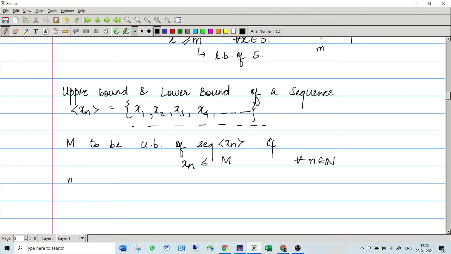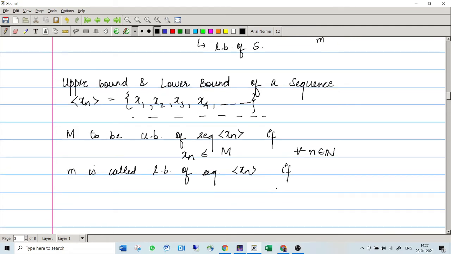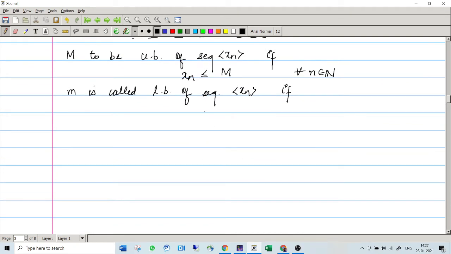And similarly, m is called the lower bound of the sequence xn if m is less than or equal to xn for every n in N, right? So for the sequence as well, we have the upper and lower bound. So when do we call a sequence bounded? If the lower and the upper bound exist, then the sequence is said to be bounded.